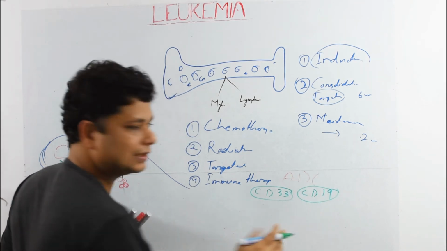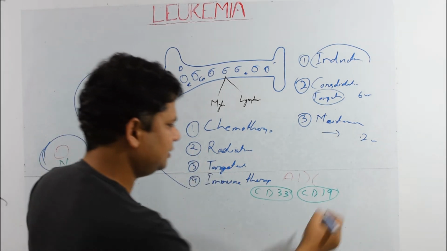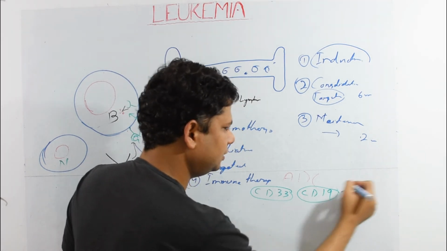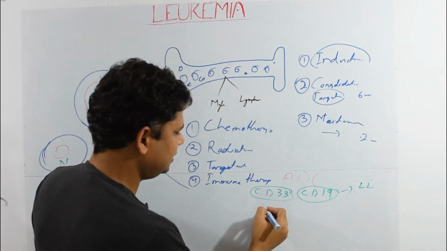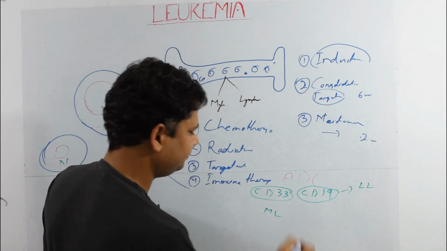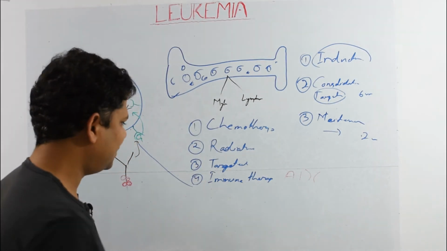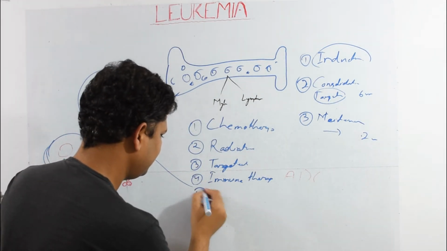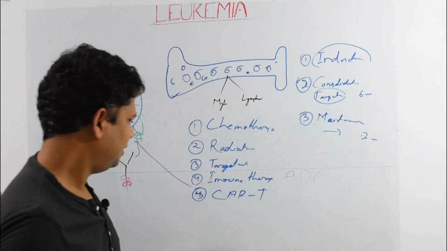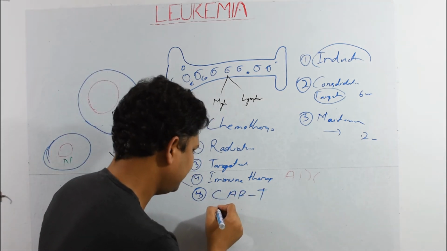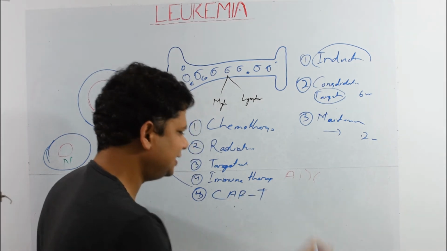These kind of drugs are already present in the market. CD19 is targeted for lymphocytic leukemia, and this is for myeloid leukemia. And the next treatment method is CAR T cell, chimeric antigen receptor T cell.